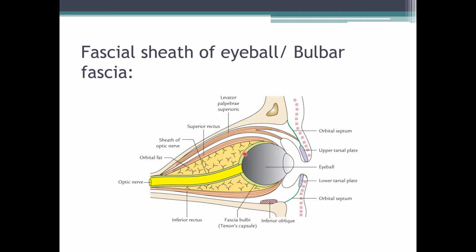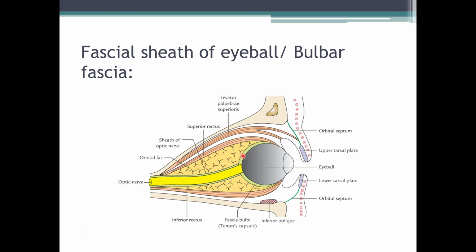Okay, this gap is known as what? Your episcleral space. So what is the function of this fascia bulbi? It allows your eyeball to move along with the actions of the muscle. It provides a space for the eyeball to move with the muscles.